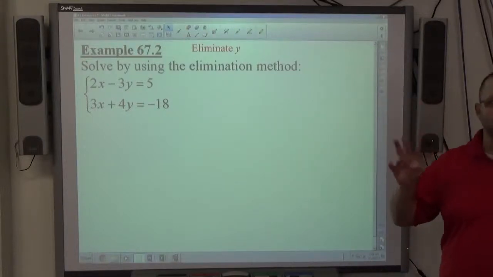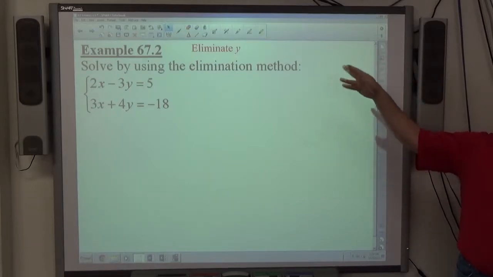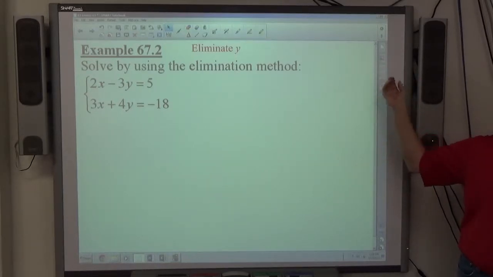I'm going to do examples 2 and 3 on the same video here. They're the same problem. The only difference is on example 2 I want to eliminate y. On example 3 I'm going to eliminate x. So it's the same problem.